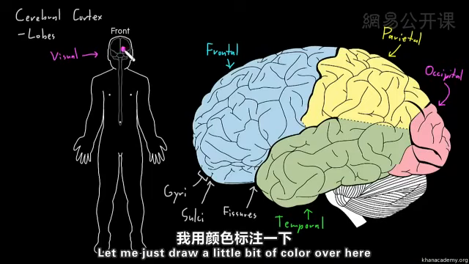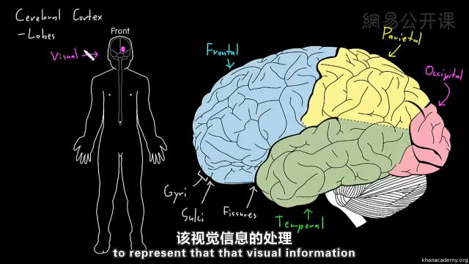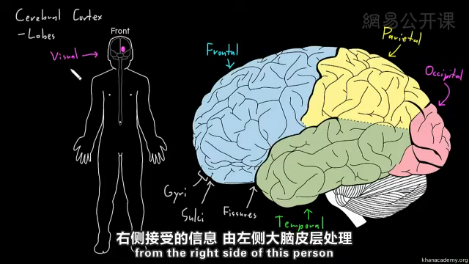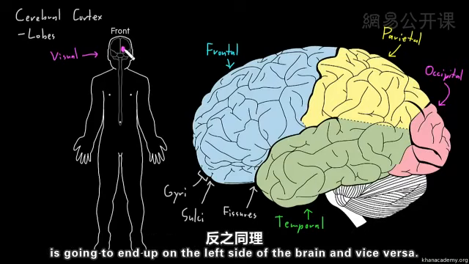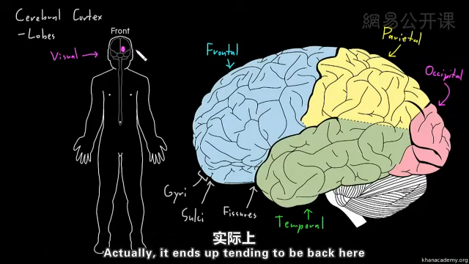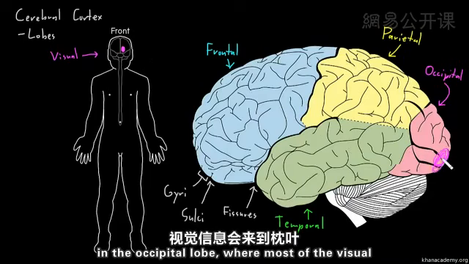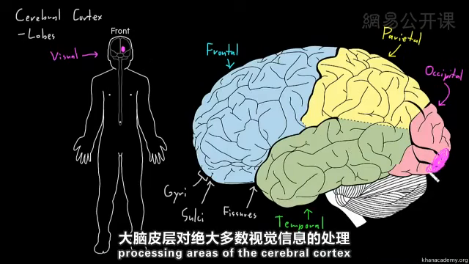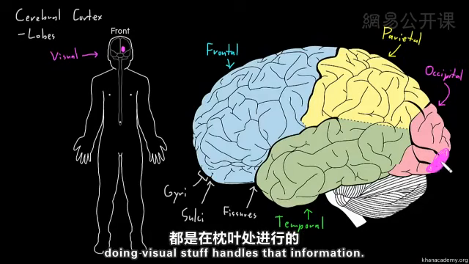Let me just draw a little bit of color over here to represent that visual information from the right side of this person is going to end up in the left side of the brain, and vice versa. And it actually ends up tending to be back here in the occipital lobe, where most of the visual processing, the areas of the cerebral cortex doing visual stuff, handles that information.